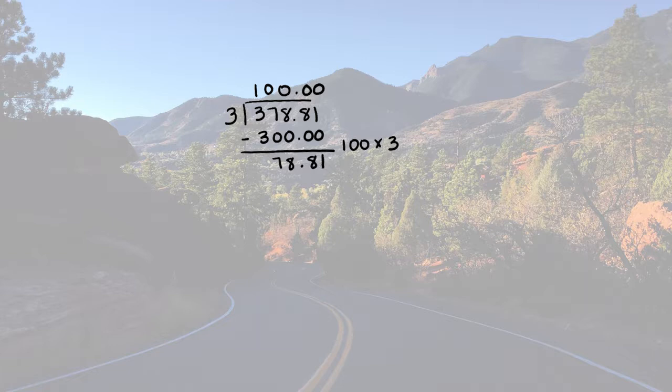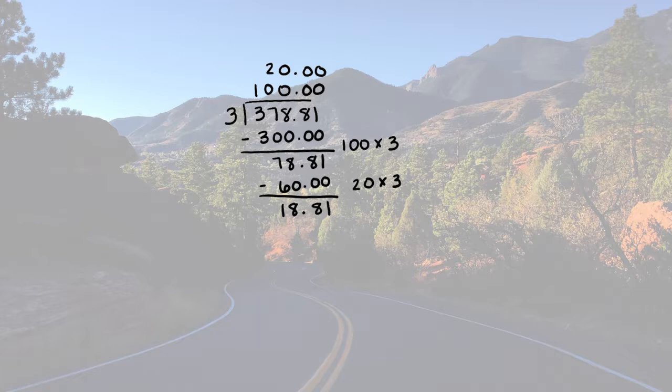3 times how many tens is close to $78.81? 2 tens. Record a 20 in the quotient, above the 100, with a decimal at the end followed by 2 zeros. 20 multiplied by 3 equals 60. Subtract 60 from the dividend. There is still $18.81 left to share.